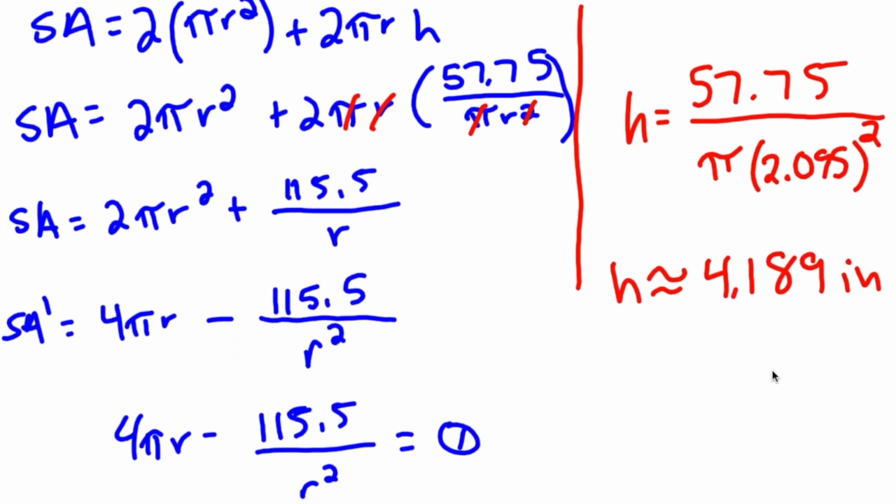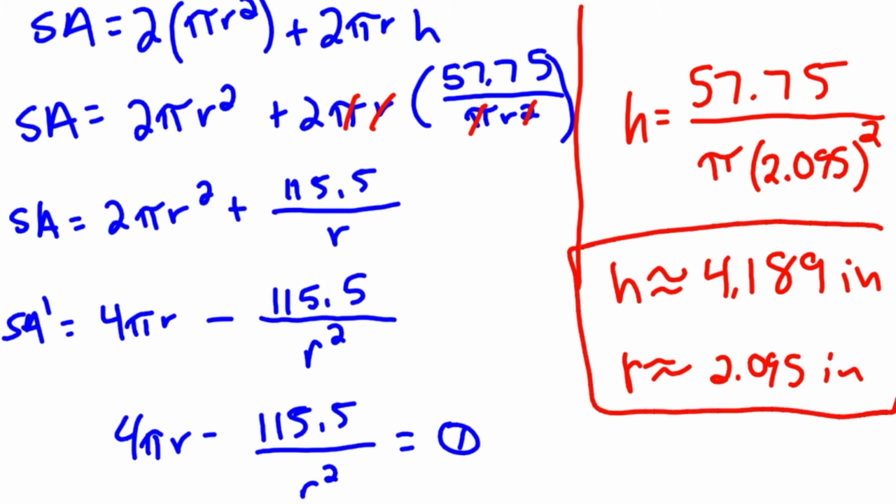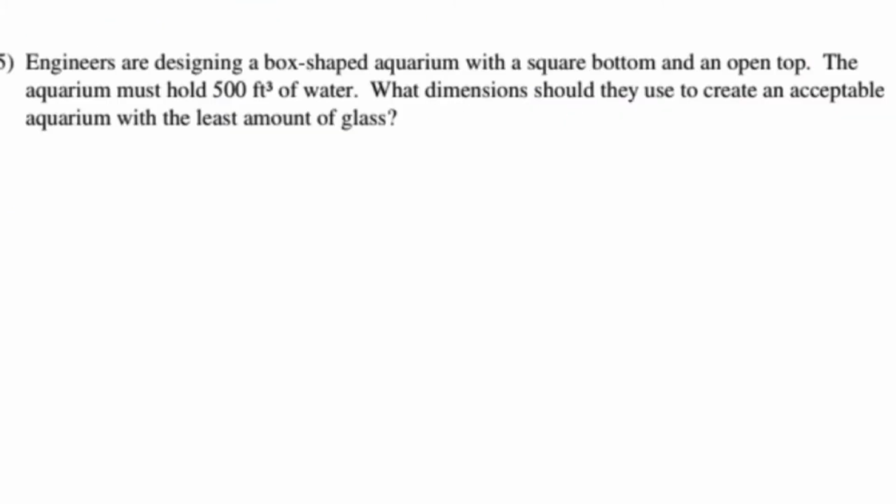The radius was approximately 2.095 inches, and the height was 4.189 inches. Okay? So there you go. There's number 6 from the 11.9 worksheet.